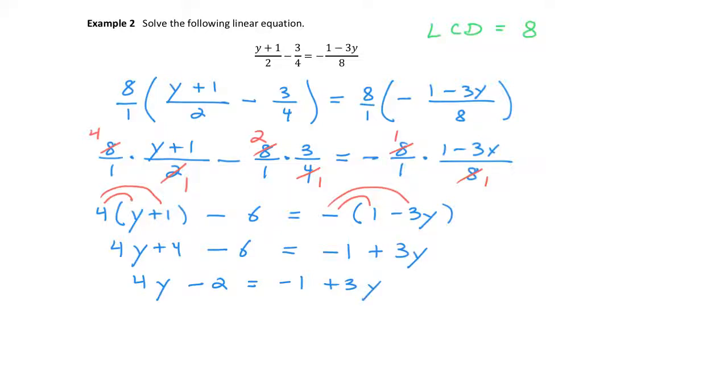And now we're at this point where we have to start moving things from the left or right side of the equation. So I'm going to add 2 to both sides and then subtract 3y from both sides. Let me put that in here. I'll add 2. This gives us 4y is equal to 1 plus 3y. I'll then subtract 3y from both sides, and I'm left with y is equal to 1.